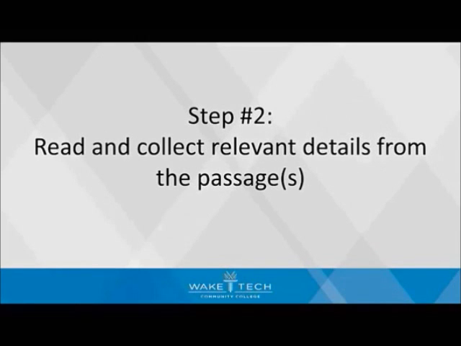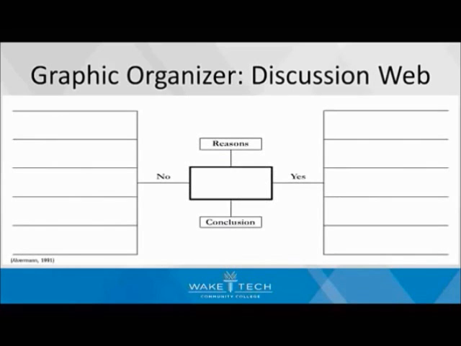Step 2. Read and collect relevant details from the passages. To help us do this in a more organized way, we will use a graphic organizer, which is a visual way of organizing details. In this graphic organizer, called a discussion web, we will put the main idea of the prompt in the middle of the box. In this case, the effect of Columbus on the New World. And where it says yes, we will list the positive effects, and where it says no, we will list the negative effects.